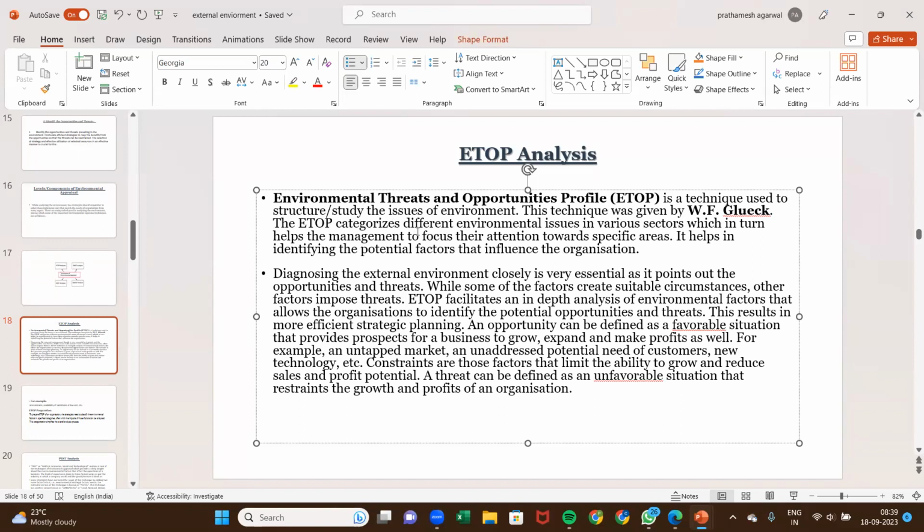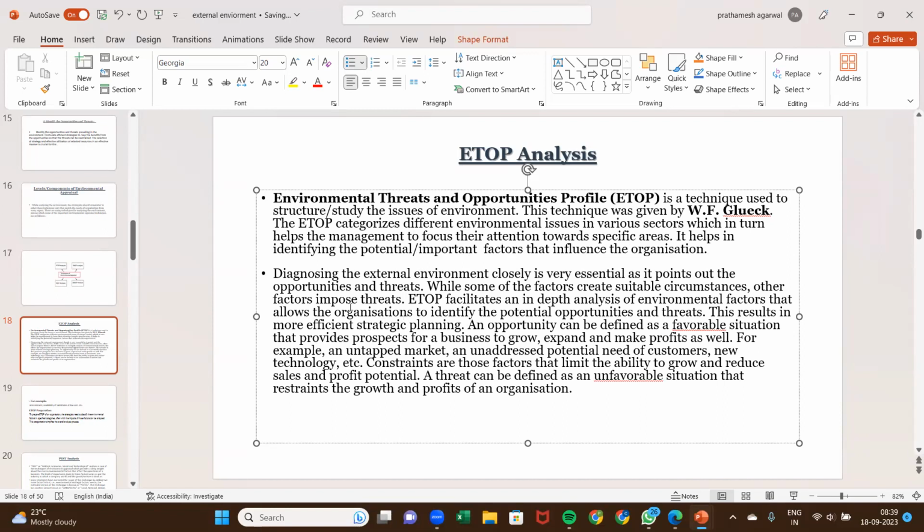The ETOP categorizes different environment issues in various sectors, which in turn helps the management to focus their attention towards specific areas. Specific areas means in which area the management needs to focus. Which area is a developing area? See, you should never say a weak area. Always remember, a developing area. It helps in identifying the potential, meaning the important factors that influence the organization.